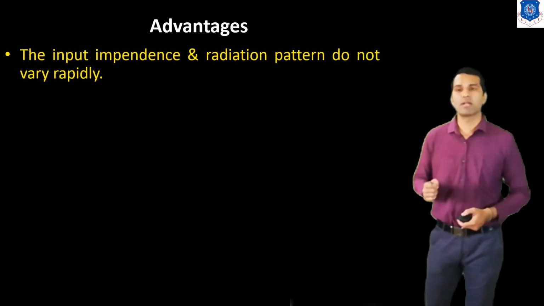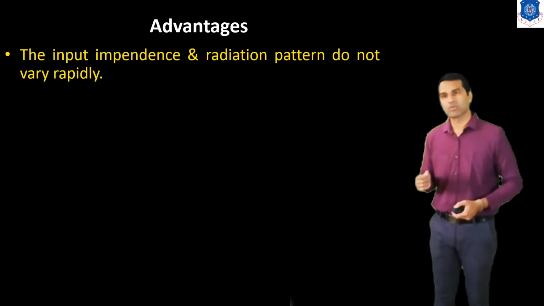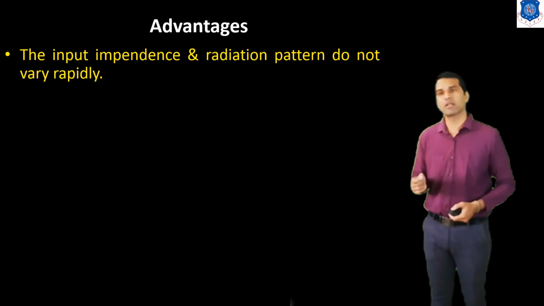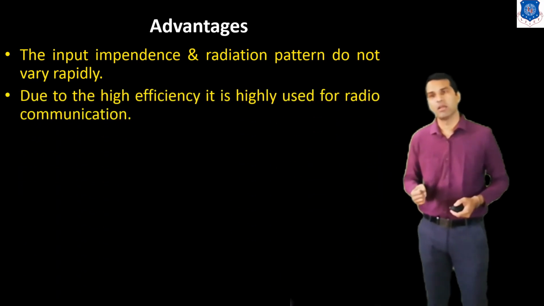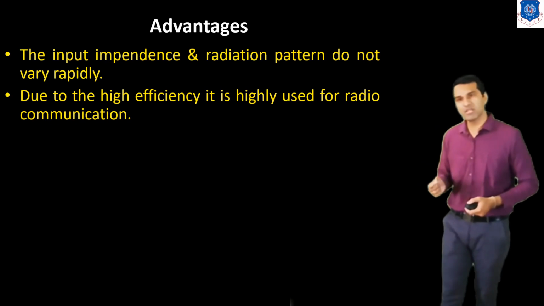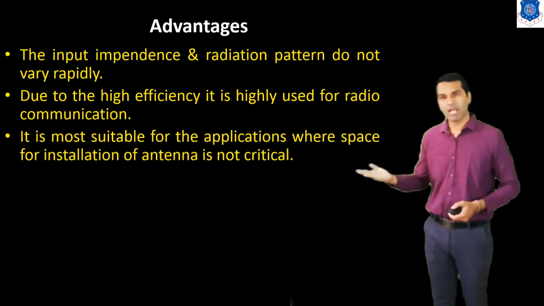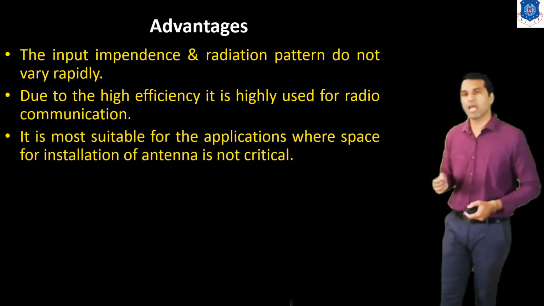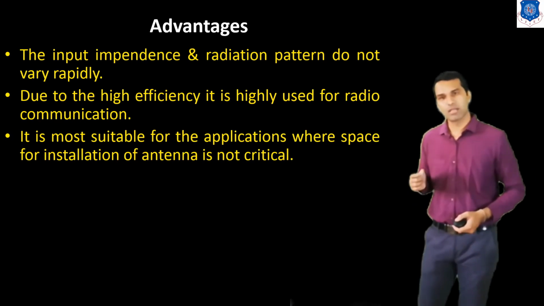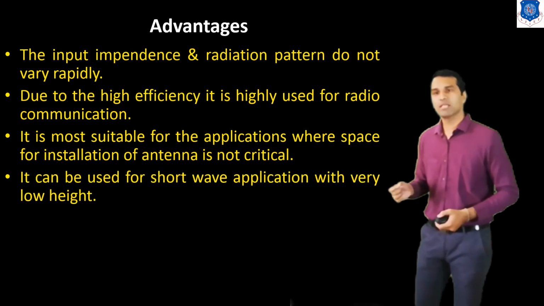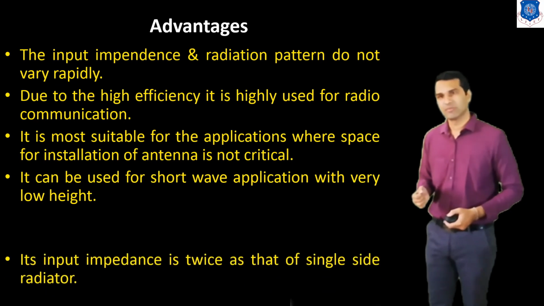Now we discuss the advantages of this antenna. The first advantage is the input impedance and the radiation pattern do not vary rapidly. This is the main advantage of this antenna. The second one, due to its high efficiency, it is highly used for radio communication. Third advantage, it is most suitable for applications where the space for installation of the antenna is not critical. Fourth, it can be used for short wave application with very low height.